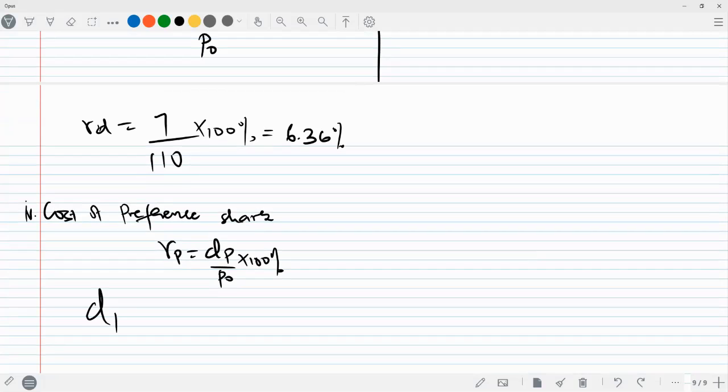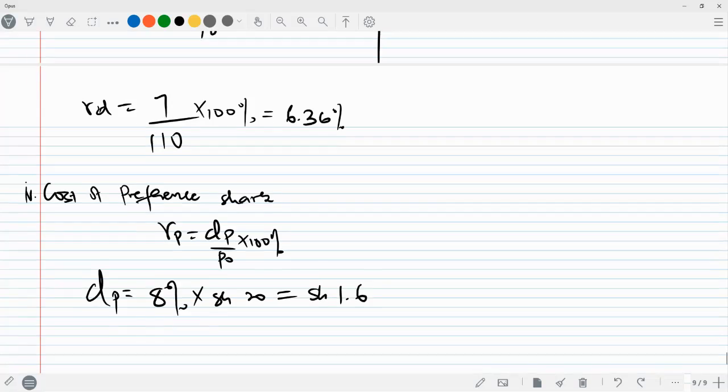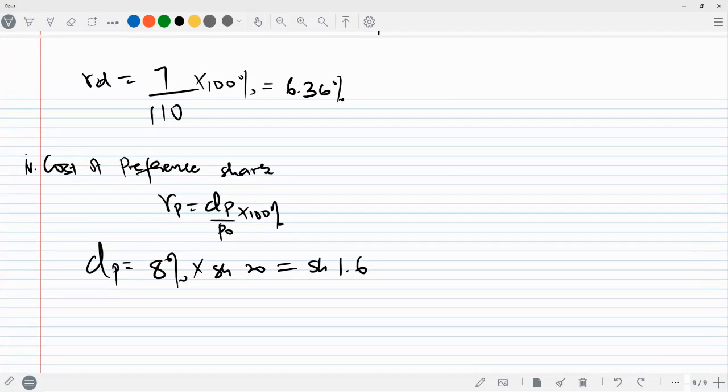Okay, the preferred dividend, as per note 5, they are paying the preference share dividends at a rate of 8% of the nominal value. The nominal value is 20. 8% of 20 gives us 1.6, to be the preferred dividend. P naught, the market value, as per note 5 is 25.